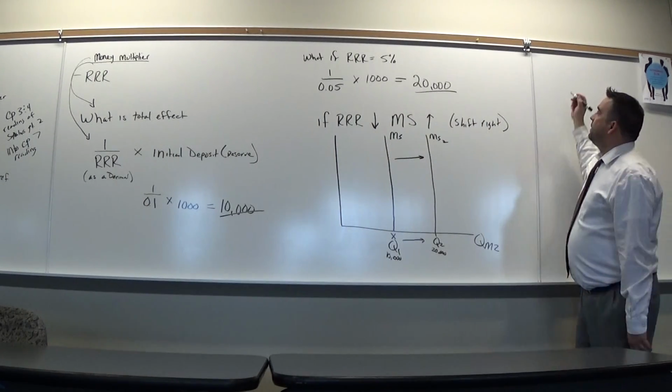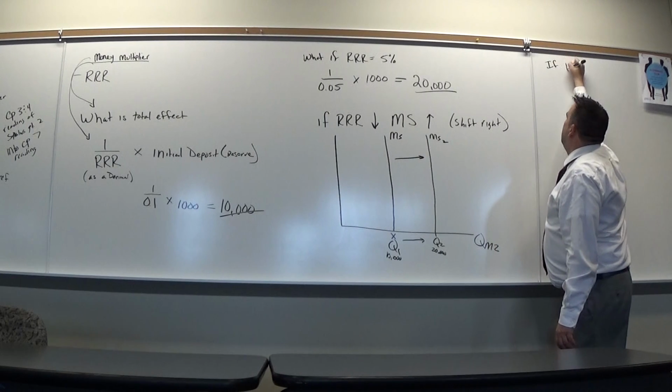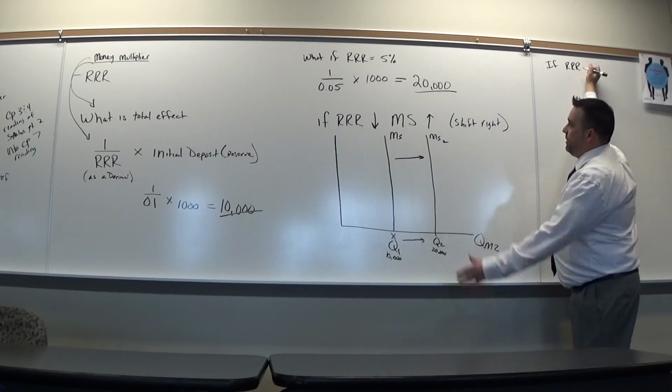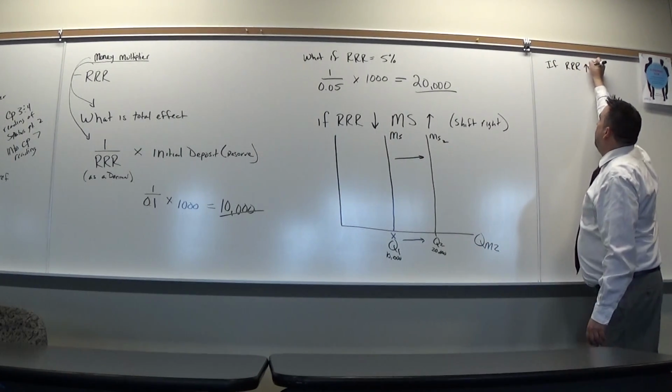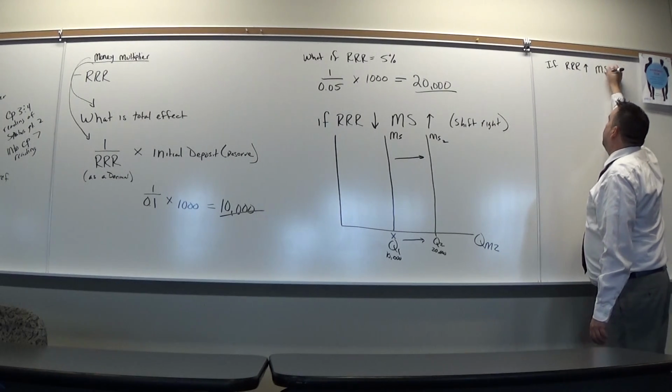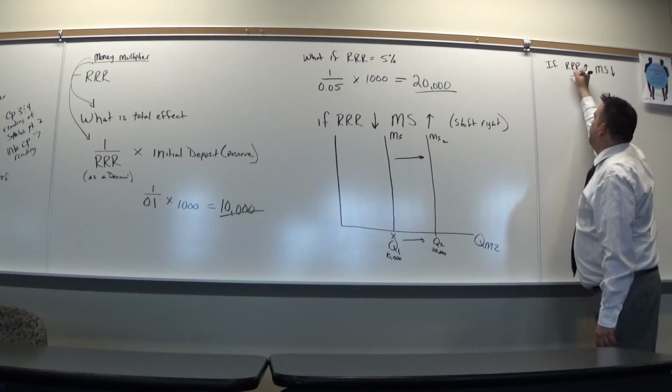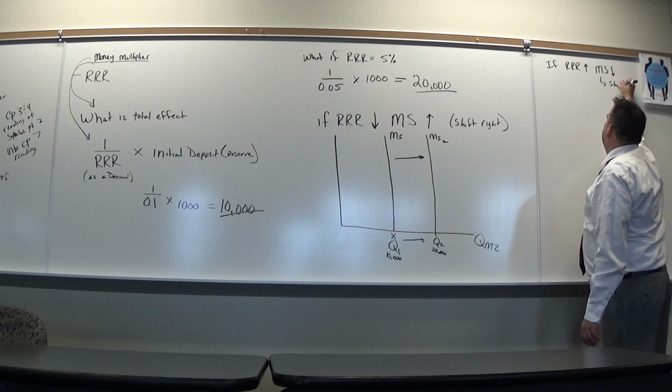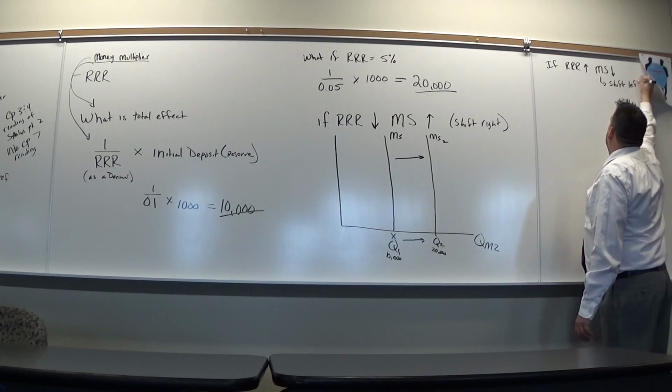The reverse works as well, so I'm not going to go through all of the steps here because it's kind of just obvious. If the RRR is increased, the long-term effect is that money supply would be decreased, which would shift to the left.